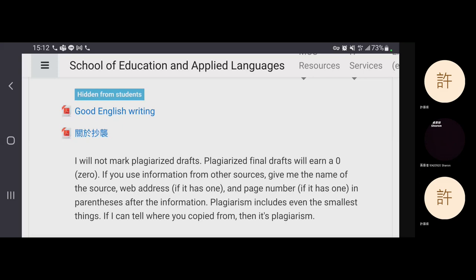If you learned Chinese writing in high school or junior high, your teacher probably told you, oh, you should do this, you should do that, you should make the essay look beautiful. English doesn't care too much about that. In English, the sentence level prizes clarity. The reader can understand what you mean immediately.